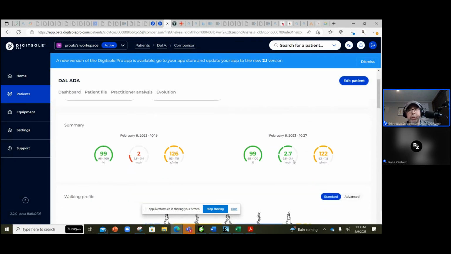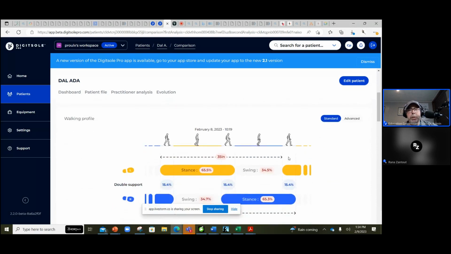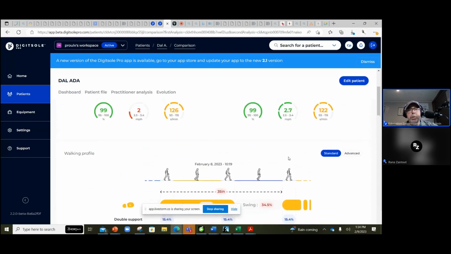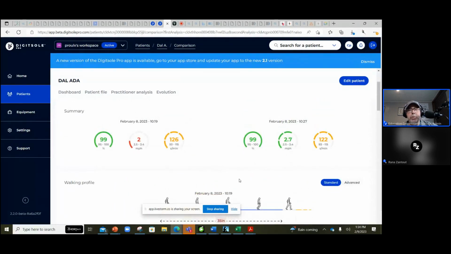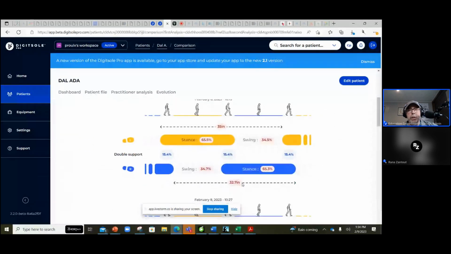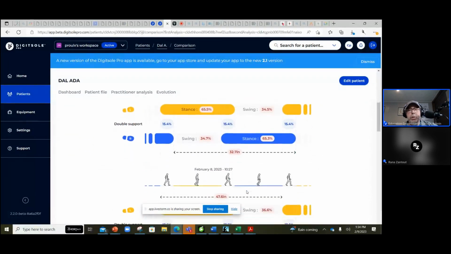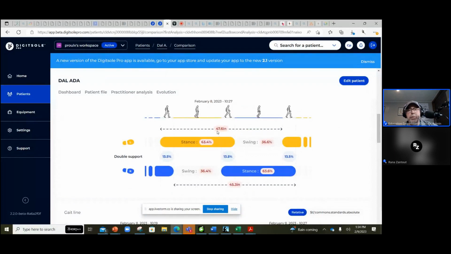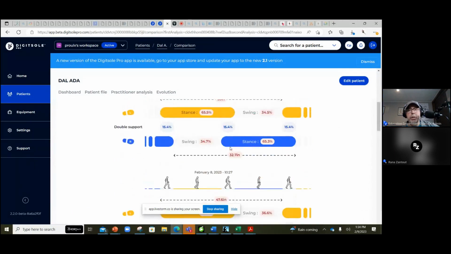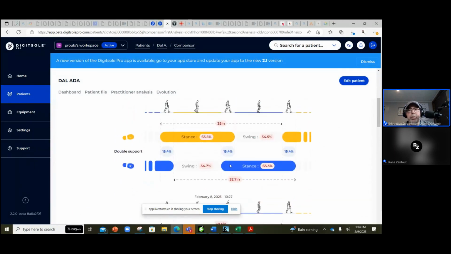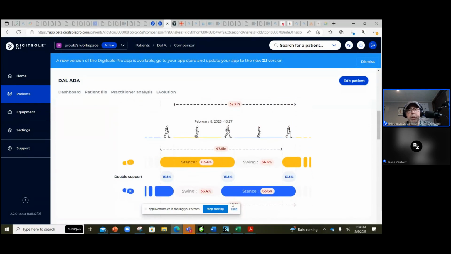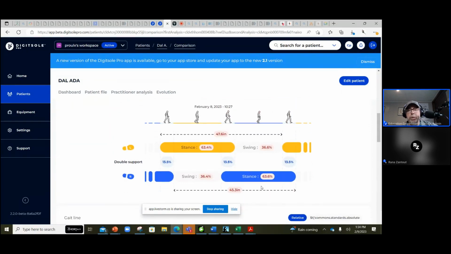So now he's at 2.7 miles per hour. And now we can do a comparison between 2 speeds, right? So at the 1019, which is this one right here, he's got 35 and 32. And now we see 47 and 45. Right? 35 and 32, 47 and 45, right? So we do see some normalization.